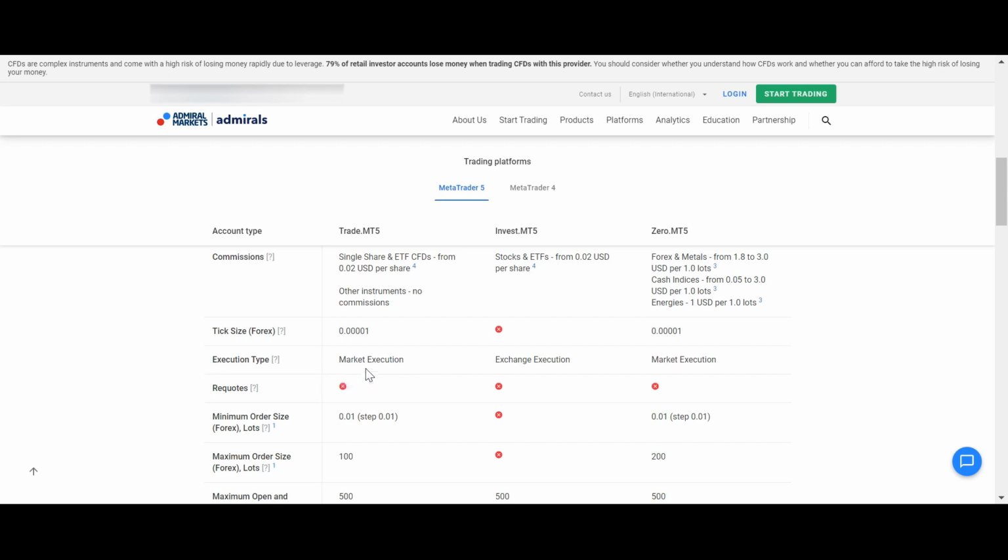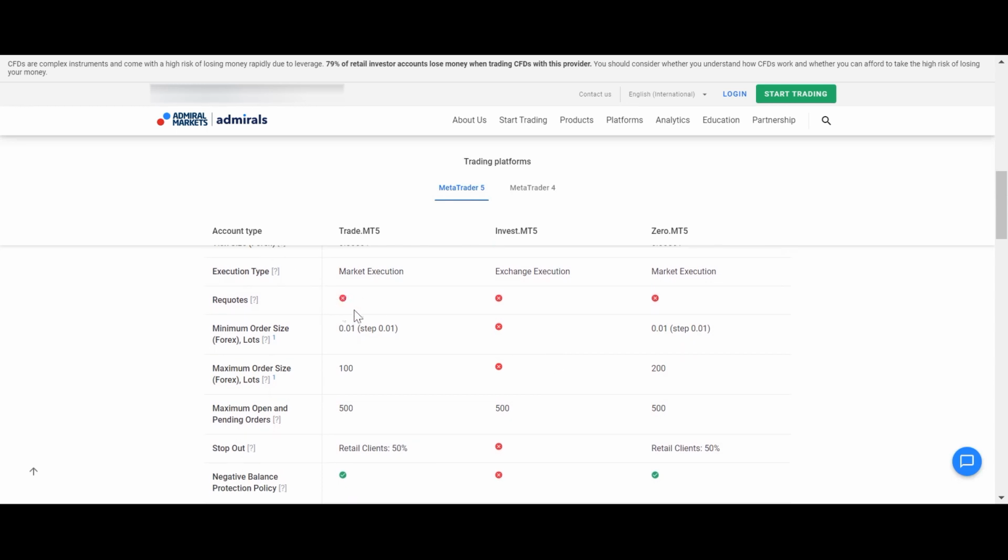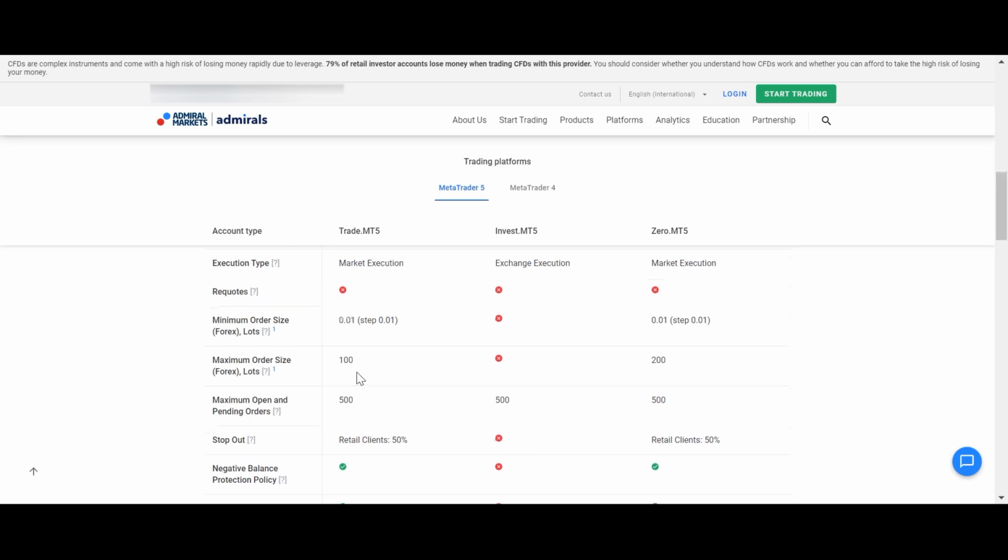On Trade and Zero accounts, we use market execution, when a transaction is processed at the best price available on a trade server. On Invest MT5, there is an exchange execution, where a transaction order is passed to an external gateway connected to an exchange or another liquidity provider. Please note that requotes are not available on our trading accounts. Here you can also see the maximum order size in Forex and the maximum amount of open and pending orders.